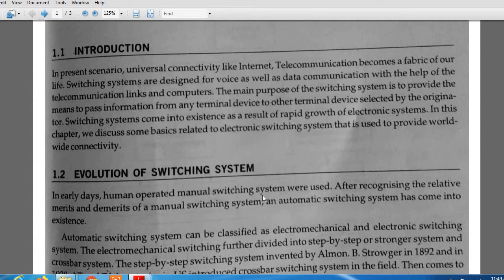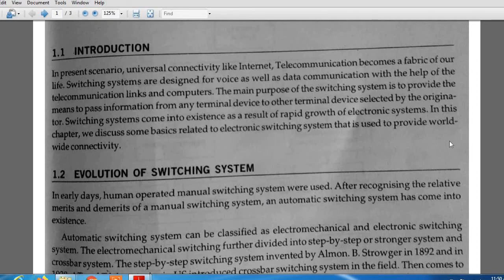The main purpose of the switching system is to provide a means to pass information from any terminal device to other terminal device selected by the originator. So switching system came into existence with the rapid growth of electronic systems. That means if we say in simple terms, switching system is a part of electronics and it is mainly used for voice as well as data communication.